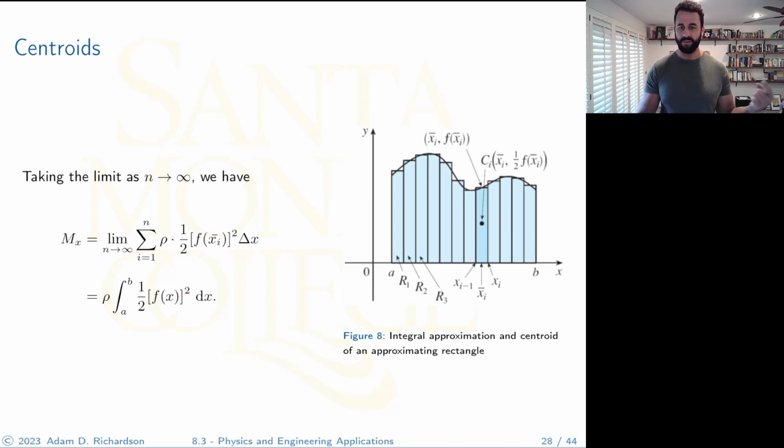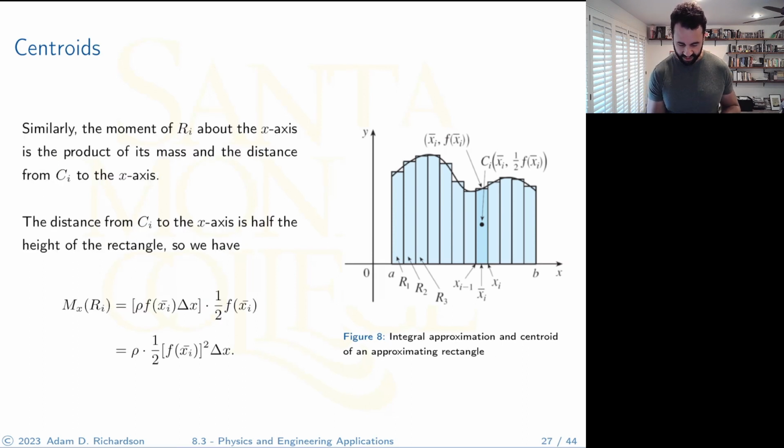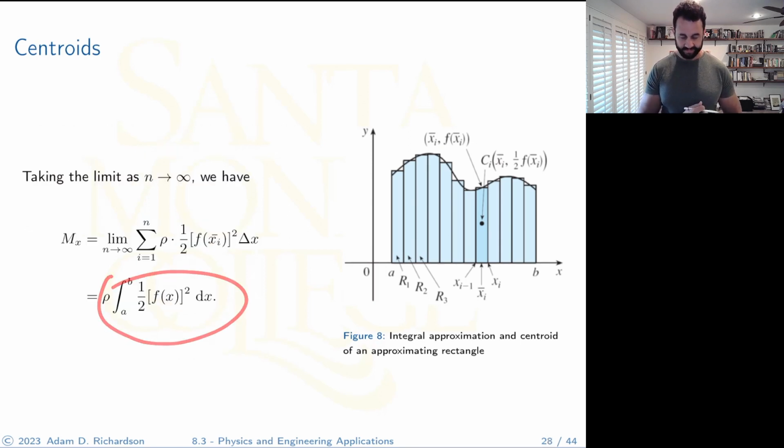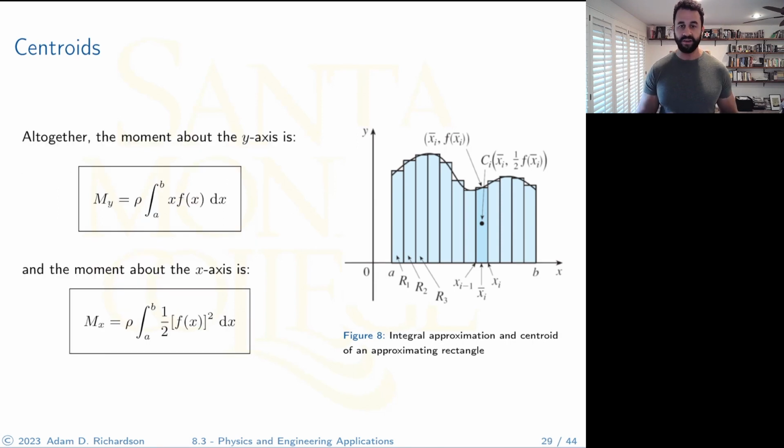So let me go back one more slide. The squaring is coming from this fact that to find the area, f of x sub i bar appears in that area formula. But then to find the distance to the x-axis, that f of x sub i bar occurs again. So this is where we're getting the two factors of f of x sub i bar, and that's why we get a square in there. All right, so that's where the squaring is coming from. That's our formula right there. So now altogether, we have the moment with respect to the y-axis, and the moment with respect to the x-axis, given by these two formulas.